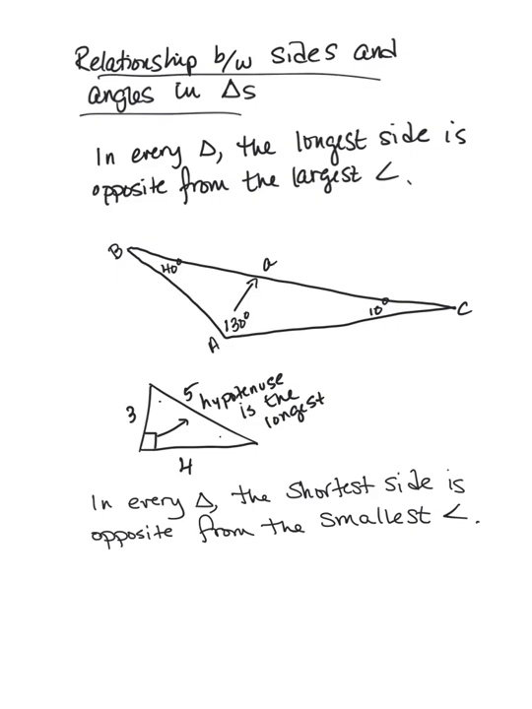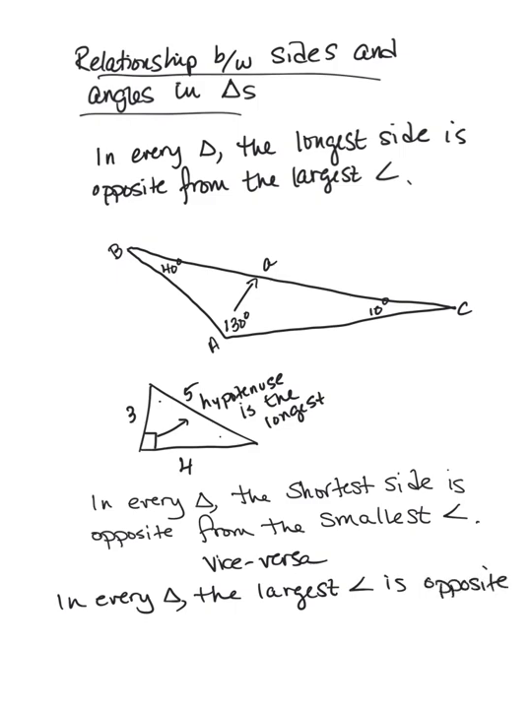Now, vice versa, this works the other way. So we can switch all these statements around. So in every triangle, the largest angle is across or opposite from the longest side. Make sense, guys? So you can go both ways with this.